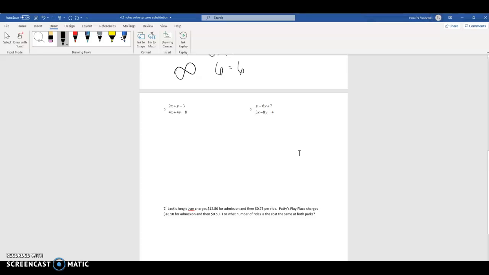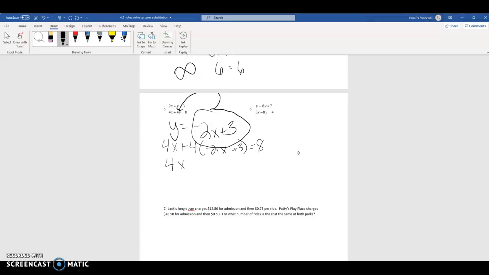Number 5 says, same idea, we need to isolate one variable. So I'm going to get y by itself up top. I get y equals negative 2x plus 3 if I subtract 2x on both sides. Okay, we're going to plug this in for y and solve. So we get 4x plus 4 times negative 2x plus 3 equals 8. Get 4x minus 8x plus 12 equals 8.